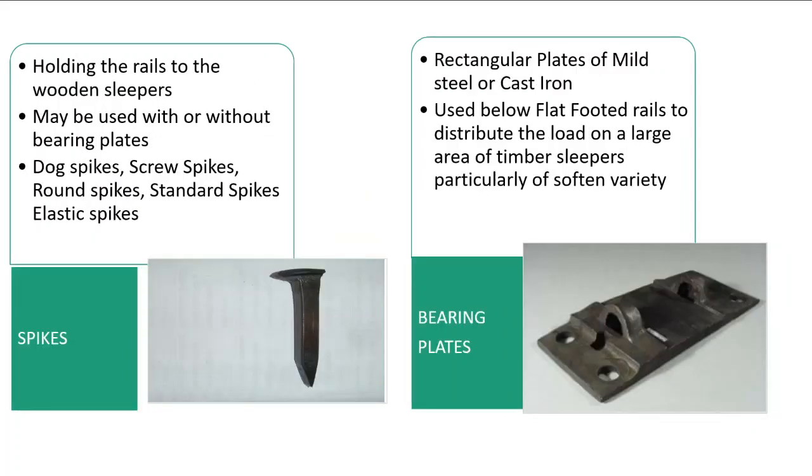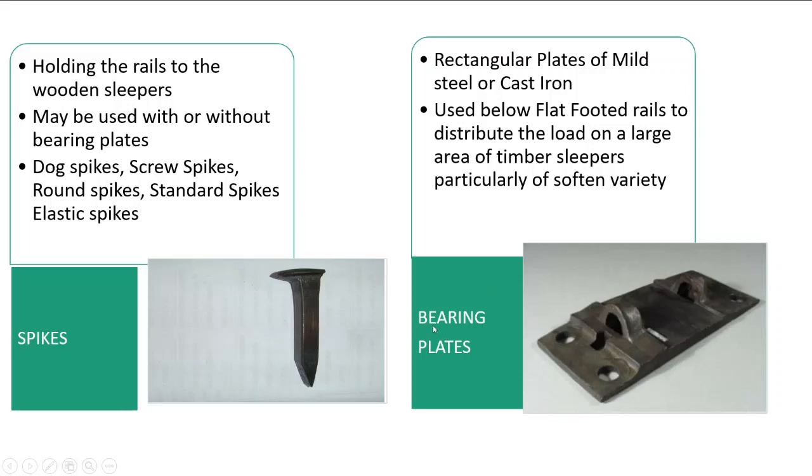Now next we will see what the spikes are. See, this is the image showing the spikes. They are used to hold the rails to the wooden sleepers. They may be used with or without the bearing plates. Now, there are many different types of spikes, that is dog spikes, screw spikes, round spikes, standard spikes, elastic spikes. The main function of spikes is what? It connects the rails to the wooden sleepers.